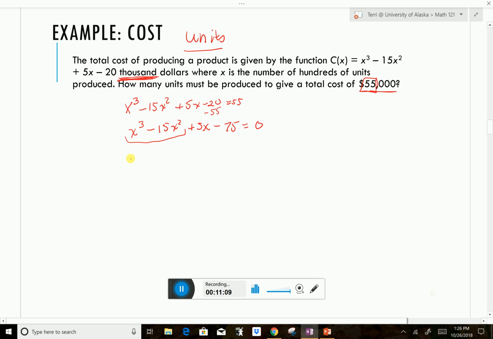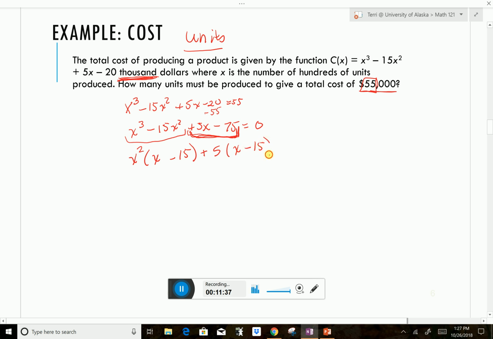So I can factor an x squared out of these two, x squared minus 15. And then out of these two, can I factor something out where I get x minus 15? Well, what if I factor out 5?